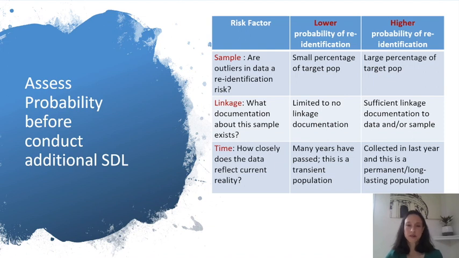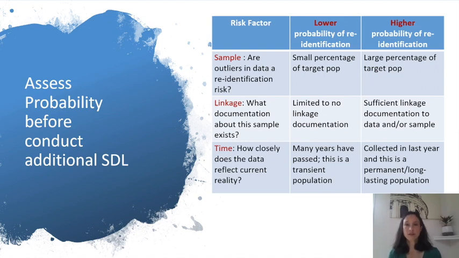So the main risk factors that we look at are, first, sample. Number one, asking ourselves and the research teams, are outliers in the data a re-identification risk? This answer can be obviously yes, or oh, we're not sure. If your study sample has only sampled a very small percentage of the overall universe of eligible individuals or firms, the universe for your population, then it's a lower probability that an outlier in the data is necessarily an outlier in that very, very large population that you've just sampled a tiny fraction from.